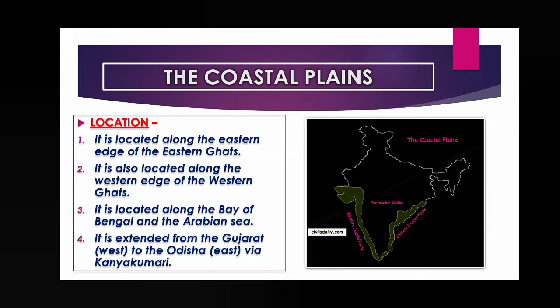Now come to today's topic, and what is today's topic? The coastal plains. Already we have read in this chapter number 2 about the northern plains, and now we are going to read about the coastal plains. Now the doubt may come to your mind: why is the coastal plain given in a separate column, why is it not coming under the northern plains? Because the process of formation is totally different. We already discussed how they are formed.